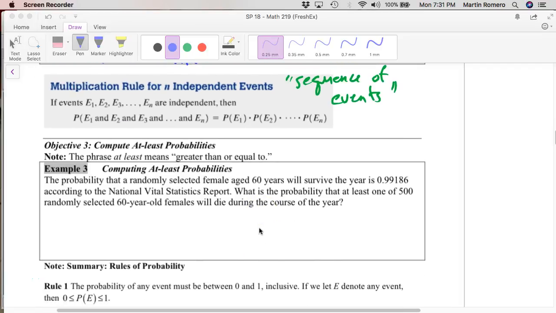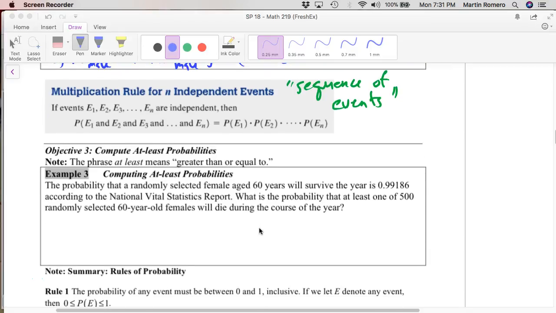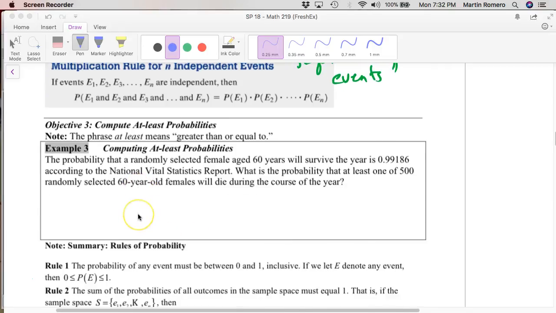Okay, we're going to finish chapter 5.3, implementing, before we did the multiplication rule for independent events. Now we're going to do a common probability situation called "at least" probabilities. The phrase "at least" means greater than or equal to. To do this, we're going to use what's called the complement, from the previous section, to solve this. So let's look at this example.